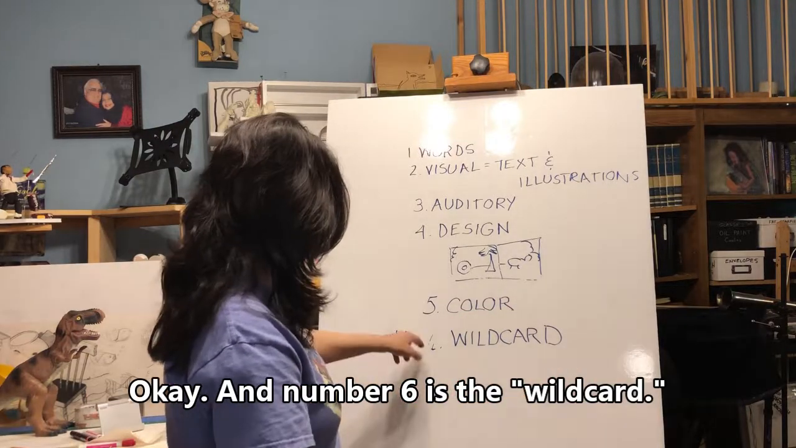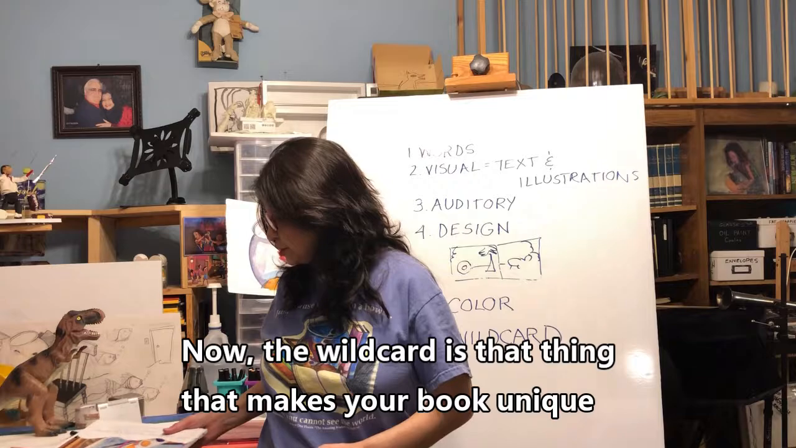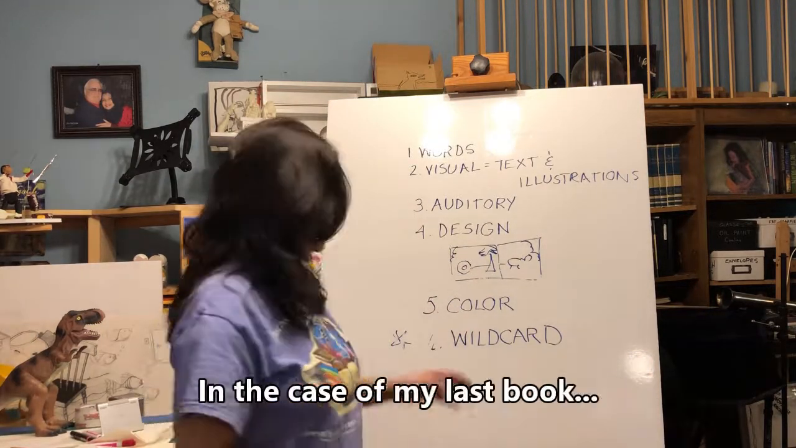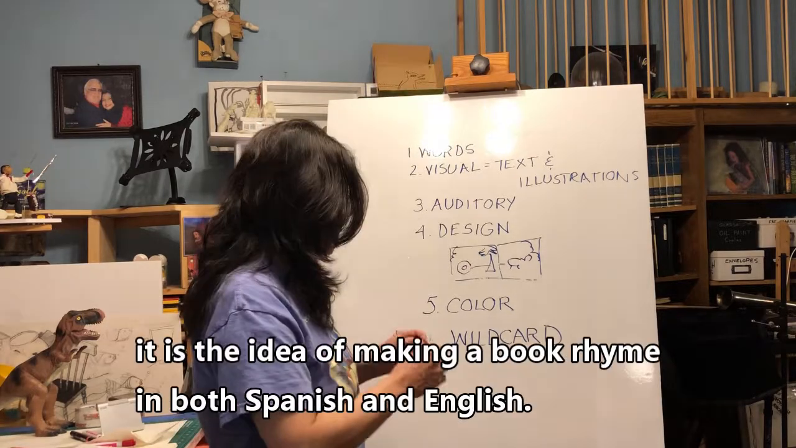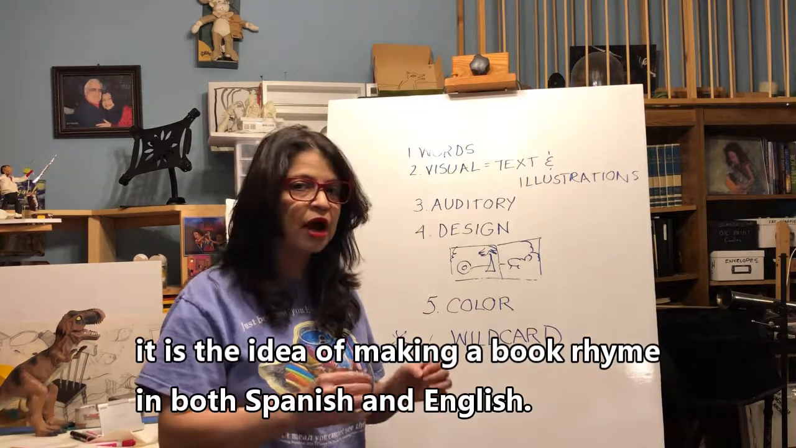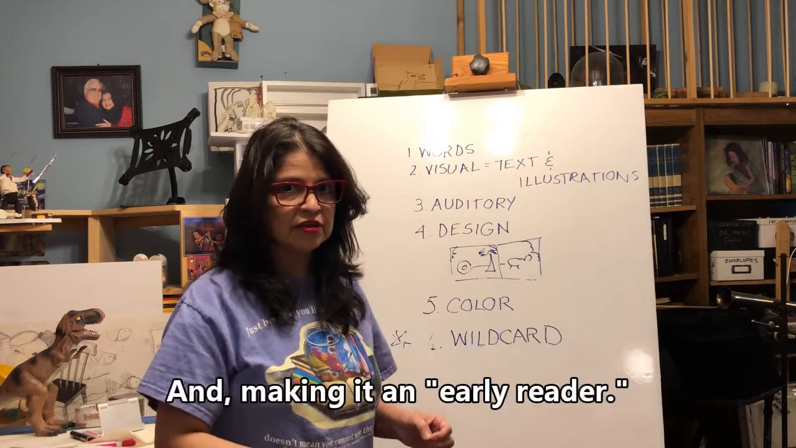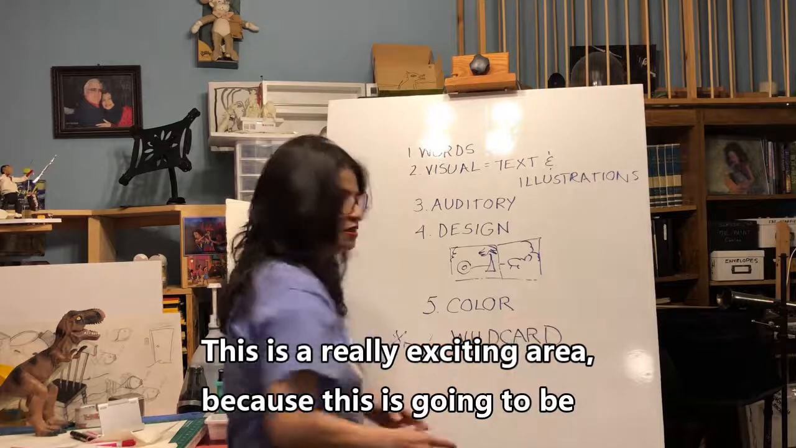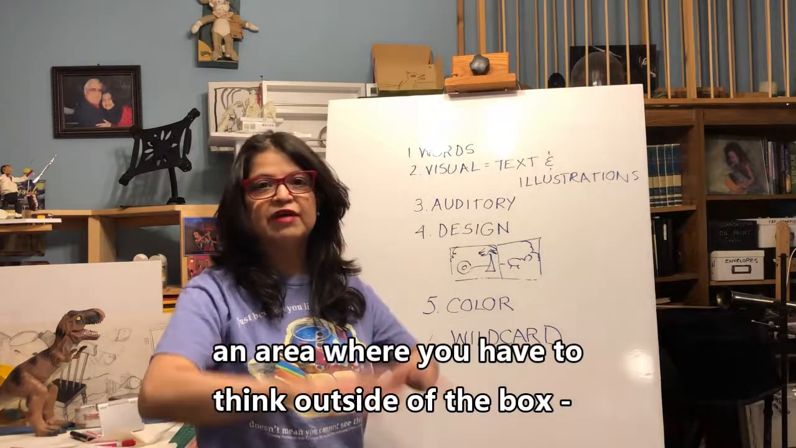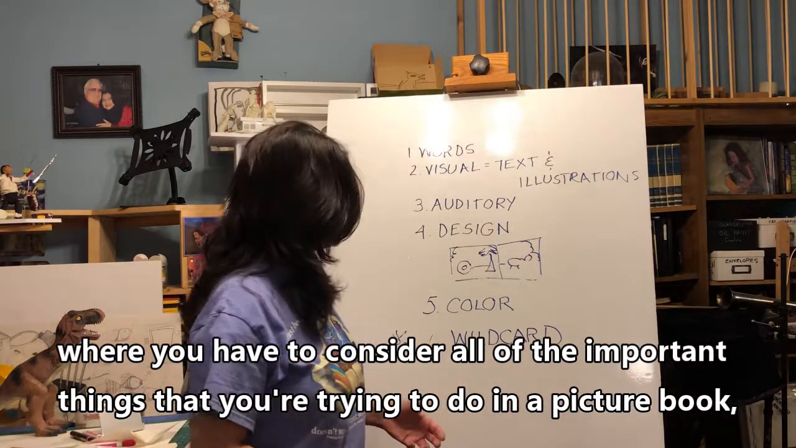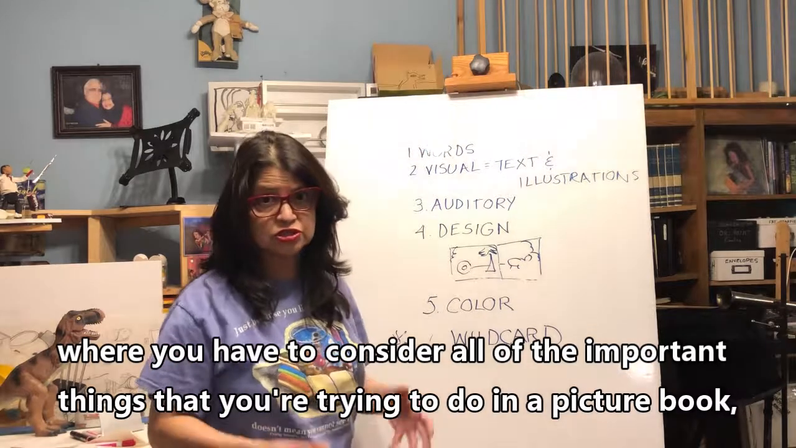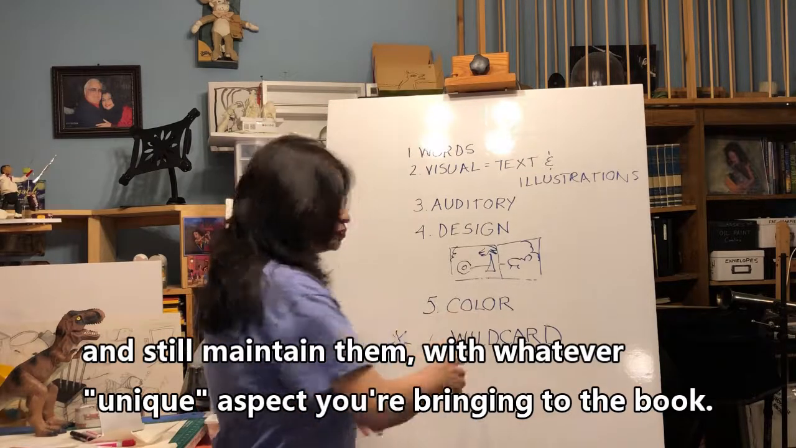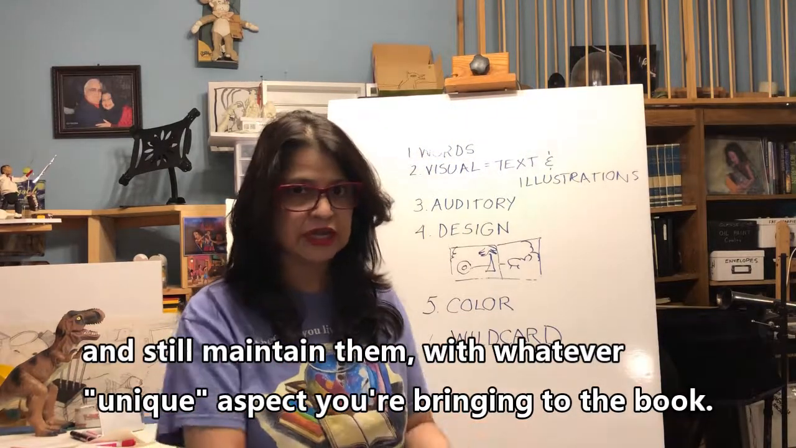Okay? And number 6 is the wild card. Now the wild card is that thing that makes your book unique that maybe hasn't been done before. In the case of my last book, it is the idea of making a book rhyme in both Spanish and English and make it an early reader. This is a really exciting area because this is going to be an area where you have to think outside of the box, where you have to consider all of the important things that you're trying to do in a picture book and all of the fun things and still maintain them with whatever unique aspect you're bringing to the book.